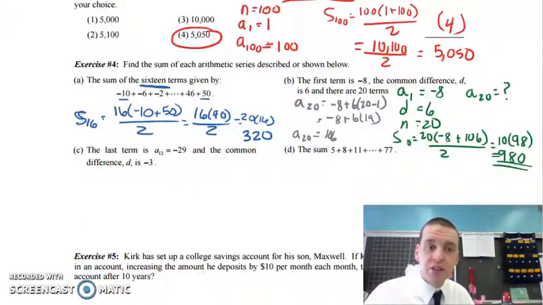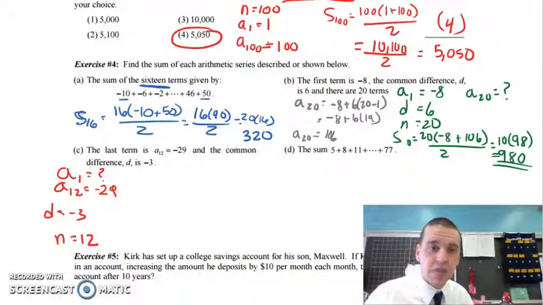Okay, C, a little different. So what we're trying to do here in exercise number 4 is give you all the examples that you could have. In C, we're actually given the last term, A12 equals negative 29. We're given the difference to be negative 3. And we know that if the last term is A12, the number of terms is 12. What are we looking for? We're looking for A1. Well, how do we find it again? You go off to the side and you find it.